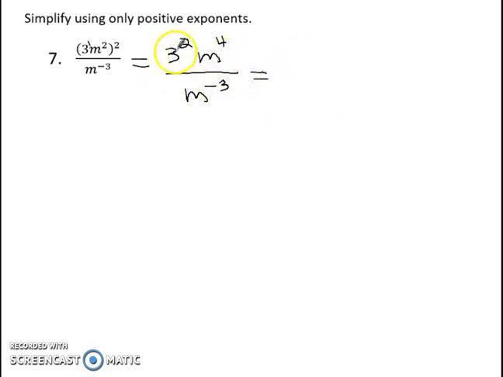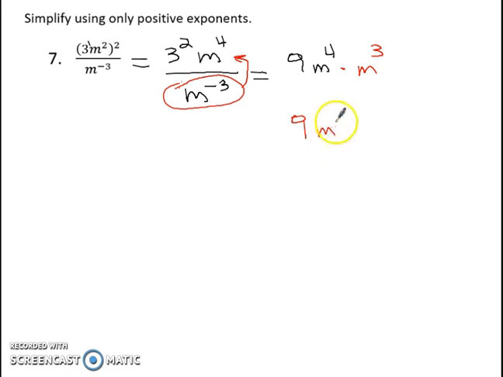So at this point, I have a 3 to the second, which is 9, and I have an m to the 4th still. And what I'm going to do is pull the m to the -3 to the numerator. And when we cross the line, we change the sign of the exponent. That gives us 9 times m to the 4th times m to the 3rd. Well, how many m's do we have? We have a total of 7 of them. And when we have the same base multiplied, we add the exponents together. So that gives us a 9m to the 7th power. Look at our next problem here.